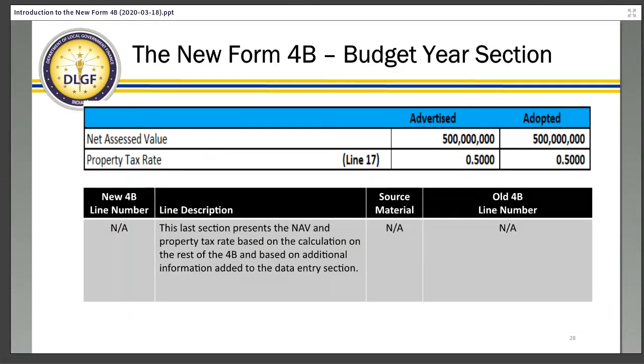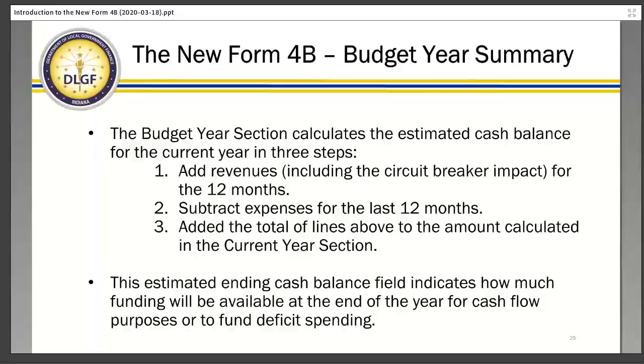Okay. Beneath our calculations, we're going to continue to present the same information about the AV that would be used, along with the levy that was on the previous slide, in order to calculate what the estimated tax rate will be for the upcoming budgeting year.